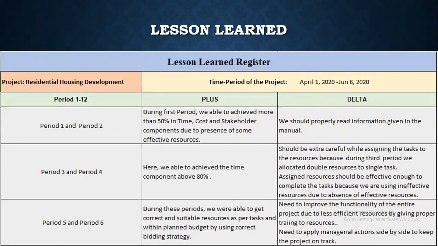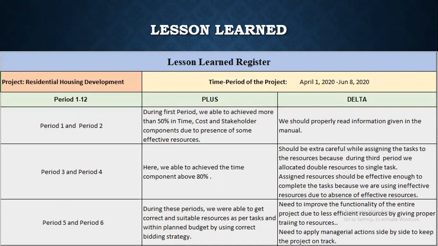During the first and second period of this simulation, we were able to achieve more than 50% in time and cost, as it is all about efficient resources. And we did some improvement to read properly the information given in the manual. In the third and fourth period, we achieved more in the time component, which was above 80%. It is all because we improved by proper allocation of resources on each task and use of more than two resources on the same activity. In this way, we improved the timing.